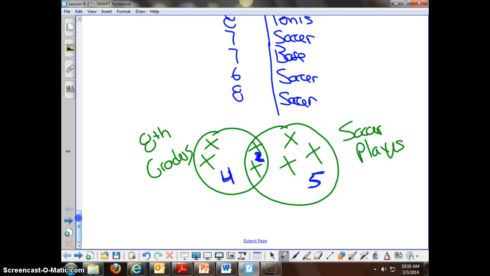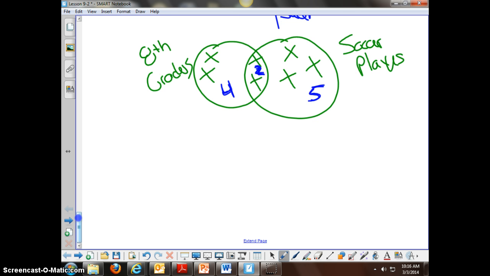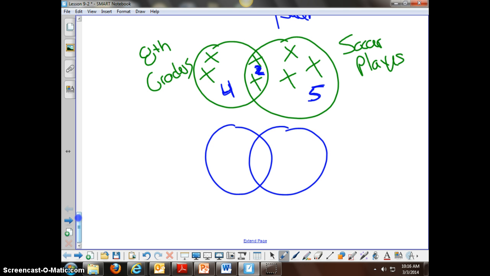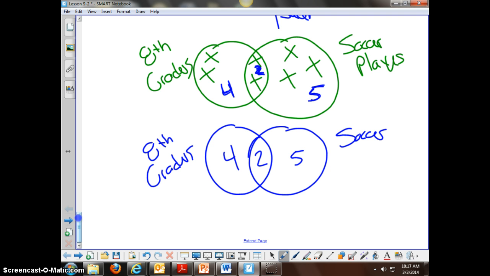And in the middle, we only have 2 that are both in 8th grade and play soccer. So you will see a Venn diagram that looks like this. It will just give you a 4, a 2, and a 5. We'll have soccer over here, 8th grade over here. Do we really need to label the middle?